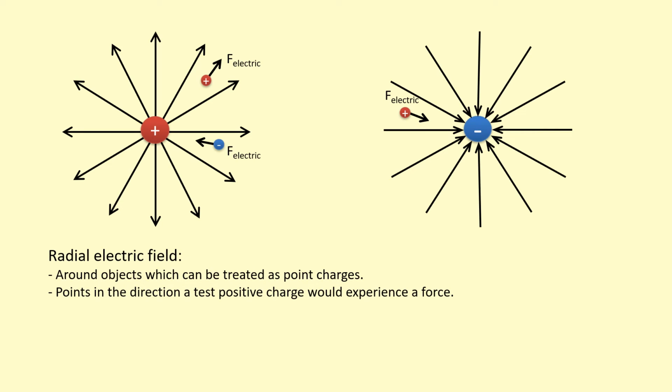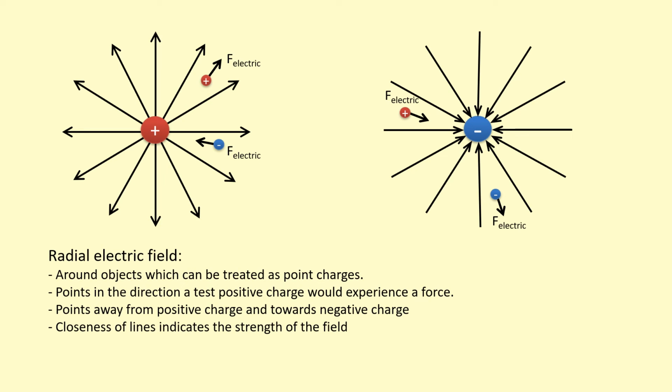However, if I put a negative charge in that field, then it's actually going to move in the opposite direction to the field lines. So it's going to be attracted towards the positive charge like that. And if I put a negative charge over here, of course, it moves in the opposite direction, the direction of the electric field line. So the electric field lines point away from positive charges and towards negative charges. Okay, and finally, the closeness of the field lines indicates the strength of the field. So as you can see, the closer you get to the charge, the closer the field lines are to each other. So that means the closer you get to the charge, the stronger the field.